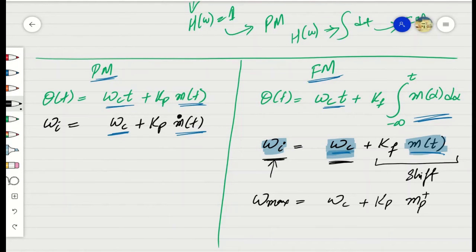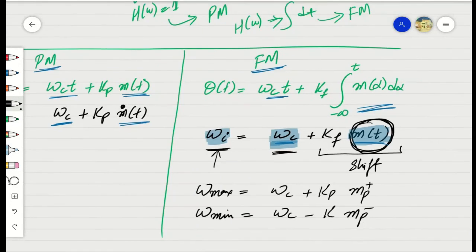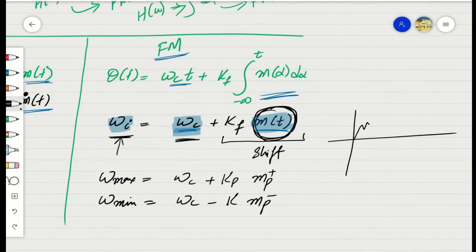For example, if we are saying a positive peak, we can represent it with MP plus, and the minimum frequency generated by a frequency modulated signal will be for the time instant when a negative peak of the information signal is received. That is, substituting different values of m of t here for different time intervals. If m of t is an information signal which has a certain profile along time, and its positive peak amplitude is MP, which is the same as its negative amplitude MP.